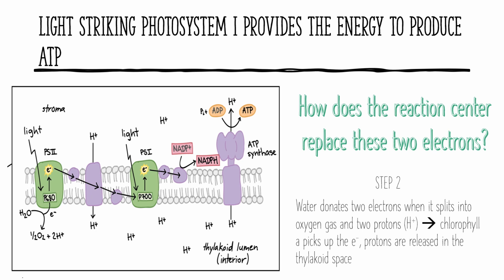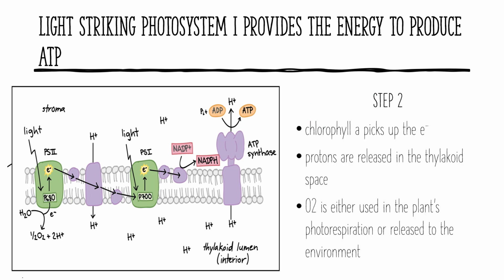Now the question is, how does the reaction center chlorophyll A molecule replace these two electrons? The answer is water. They come from water. Remember, the chemical formula for water is H2O. Water donates two electrons when it splits into oxygen gas and two protons, which is H+. Chlorophyll A picks up the electrons. The protons are released into the thylakoid space, and oxygen is either used in the plant's respiration or released into the environment.